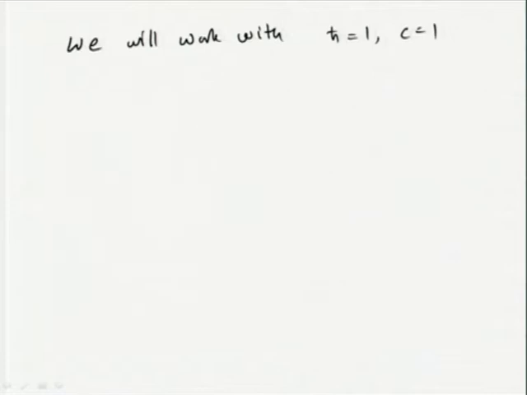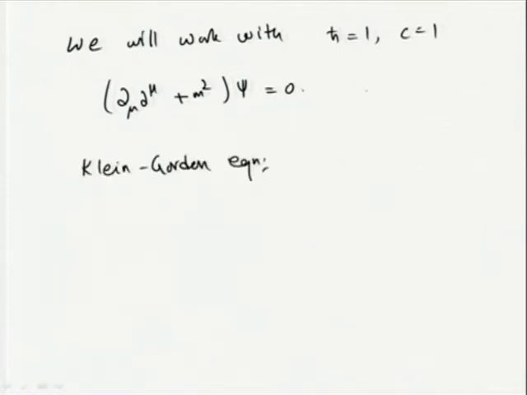But at the moment we will take it that, without creating any confusion, we can take h cross equal to 1 and c equal to 1 and then work in this unit. So, in that case you have (dou mu dou mu plus m square) acting on psi equal to 0, which is our Klein-Gordon equation. Let us discuss this further.